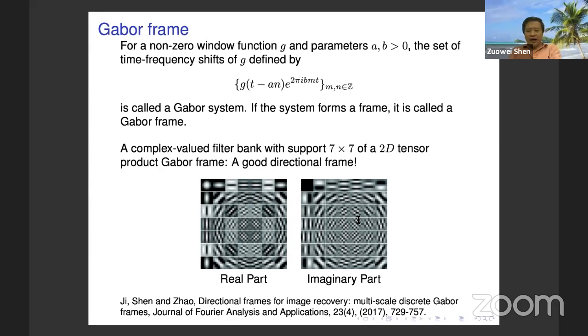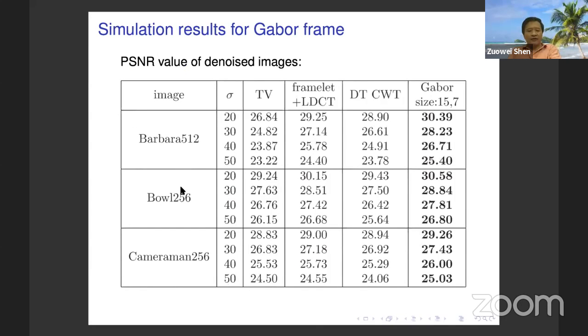So you can see, if you have an image with a strong orientational preference, using this kind of tight frame will perform better. That is true. We tested these three images, which have very strong directional orientation. Then you can see that for denoising, this Gabor system performs best.